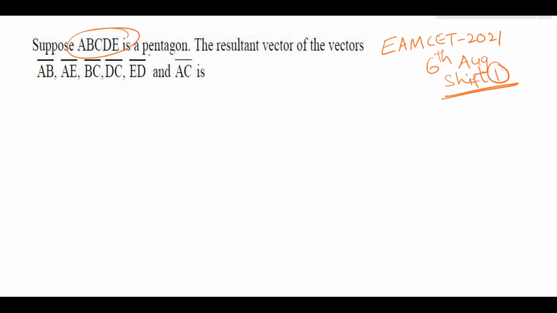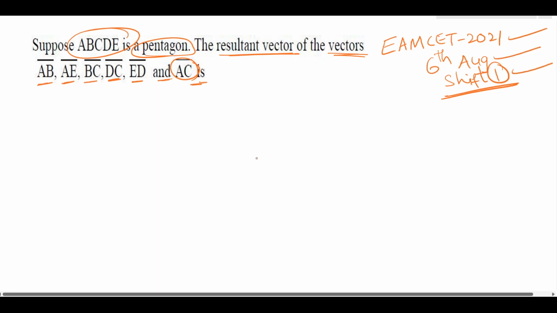Suppose ABCD is a pentagon. The resultant vector of the vectors AB bar, AE bar, BC bar, DC bar, ED bar and AC bar is. This is EAMCET 2021, 6th August shift 1 question. So now we find the resultant of the vectors, that is resultant means add these all, that is AB bar plus AE bar plus BC bar plus DC bar plus ED bar plus AC bar.